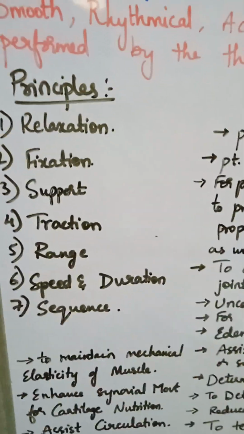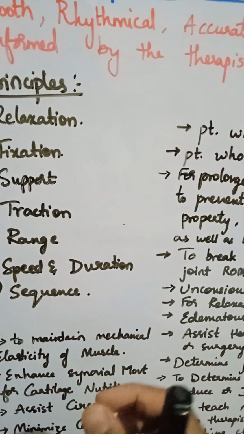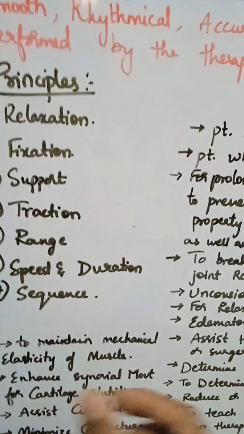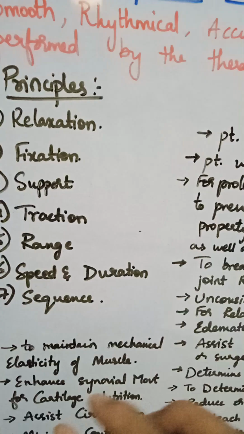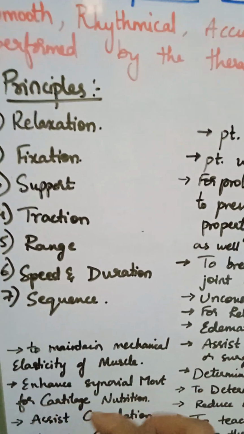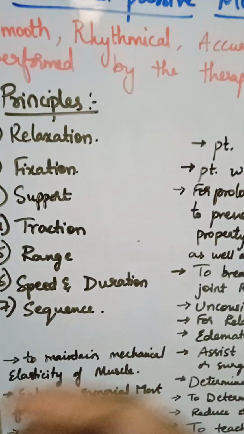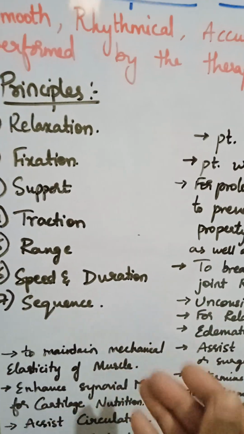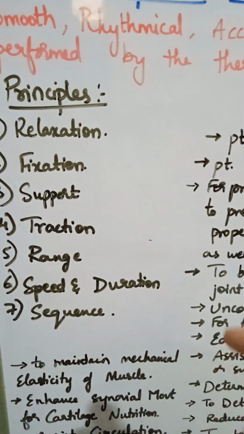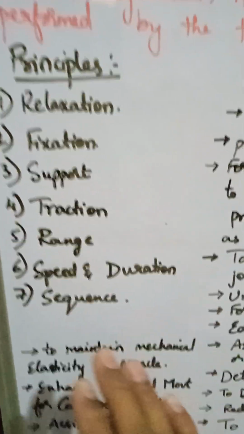Now, speed and duration. The speed should be rhythmical, smooth, and the same speed should be maintained throughout the movement. You should not do it speedily at the start and then reduce the speed in the middle. It should be smooth, rhythmical, at the same speed. Also, there should not be any jerky movements, and the movement can be performed n number of times according to the condition of the patient. That is the duration: how many times you perform the movement. It depends entirely on the therapist and the patient's condition.